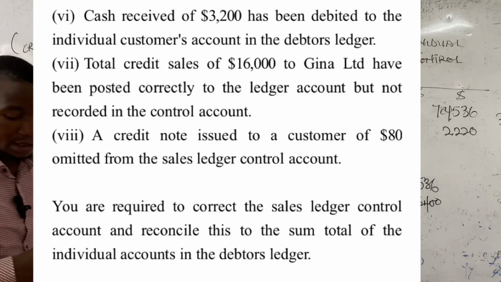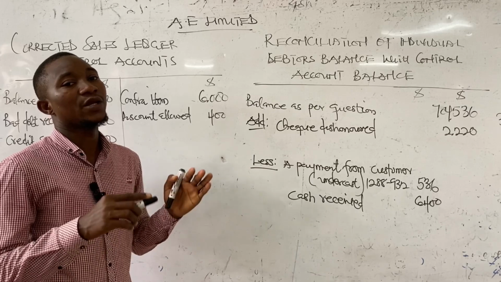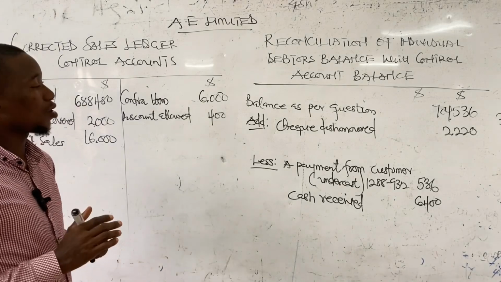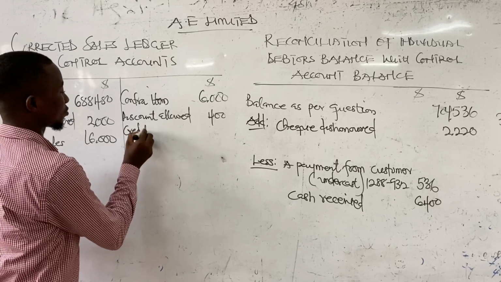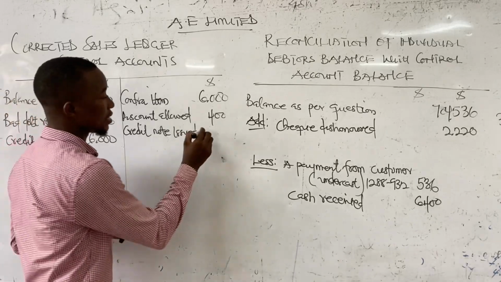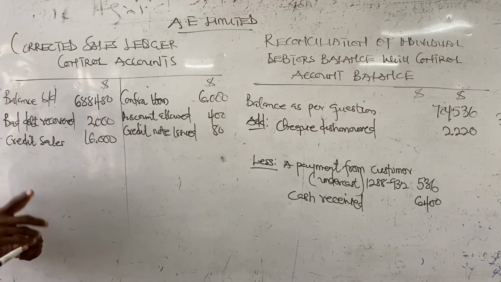Good. The next item we have to look at is item four. It states that a credit note issued to a customer of $80 was omitted from the sales ledger control account. This means that this error has been committed in the sales ledger control account. It is a credit note issued. Where do we record a credit note issued? It is recorded at the credit side. So we have credit note issued, and from the question the amount is 80. So I may ask, why are we recording it at the credit side? Let me explain this concept to you.